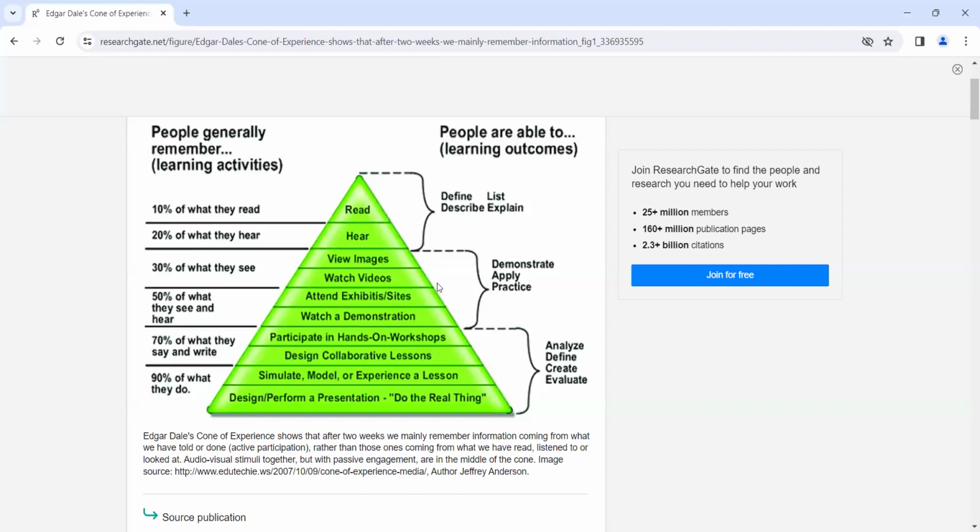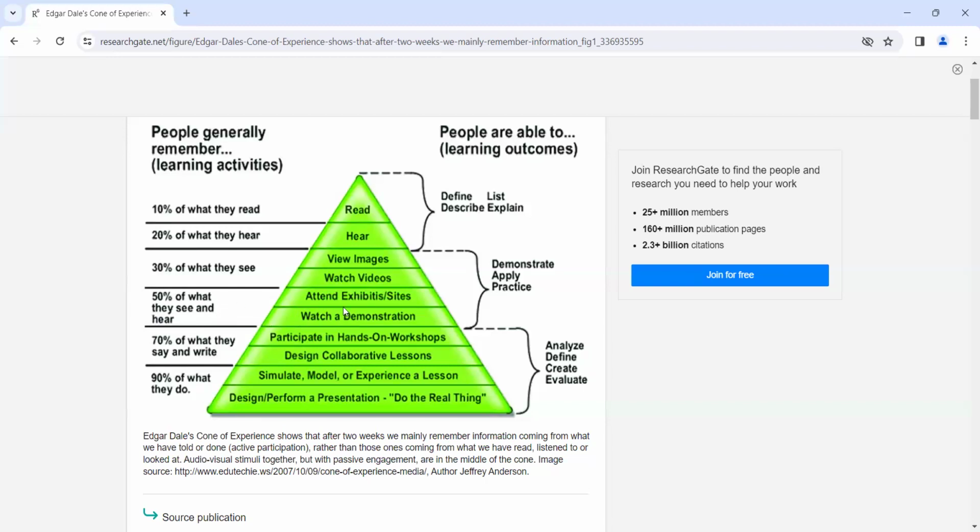But according to Edgar Dale, it's very limited learning. Waste of time, no? Then look at this. Attend exhibitions and sites. Watch a demonstration. What they see and hear. They see and hear, both happens, as in attending exhibitions, sites and watching a demonstration.